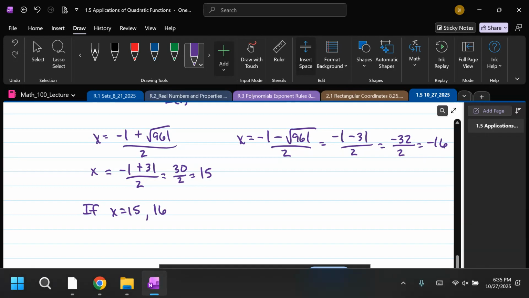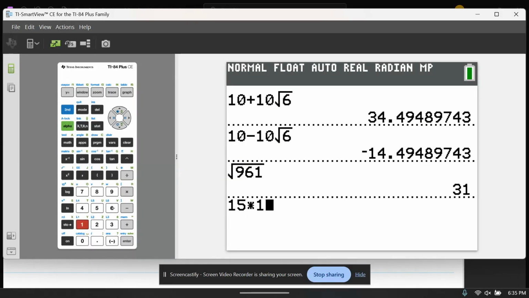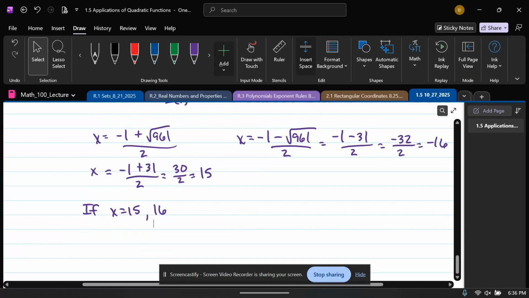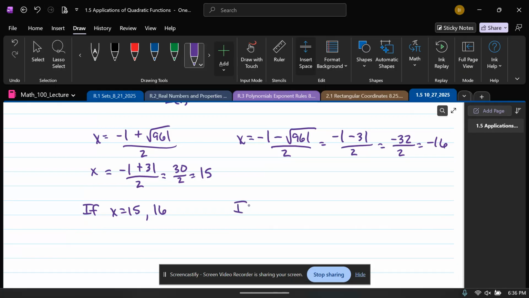What's 15 times 16? That's the right pair. On the other one, if x is equal to negative 16, then the next consecutive integer is x plus 1. So negative 16 plus 1 is negative 15. What's negative 16 times negative 15? It's also 240. There's two sets of answers on that. One with the positive side, because it's integers, 15 and 16, and the negative side, negative 16 and negative 15.